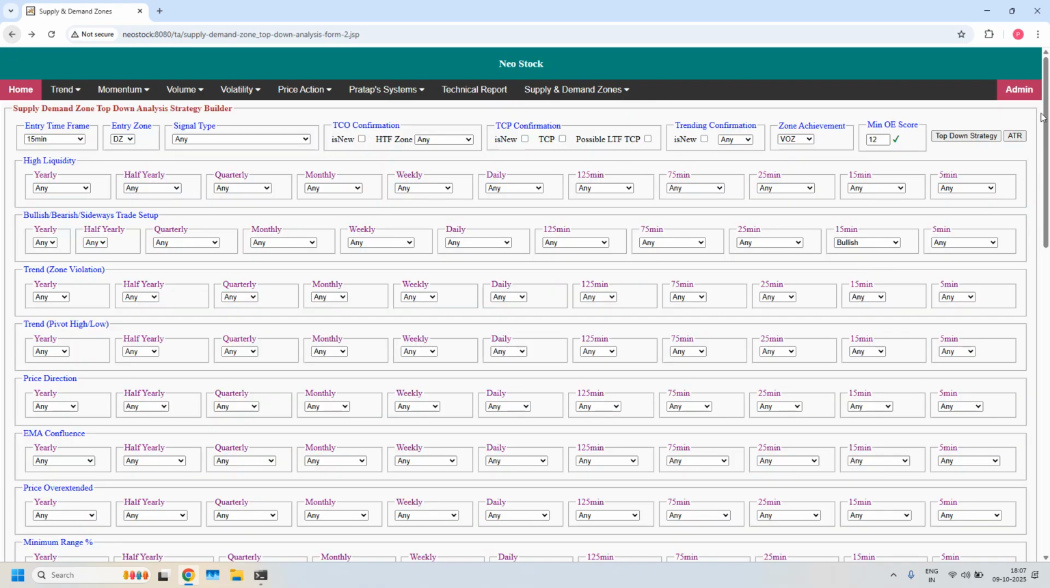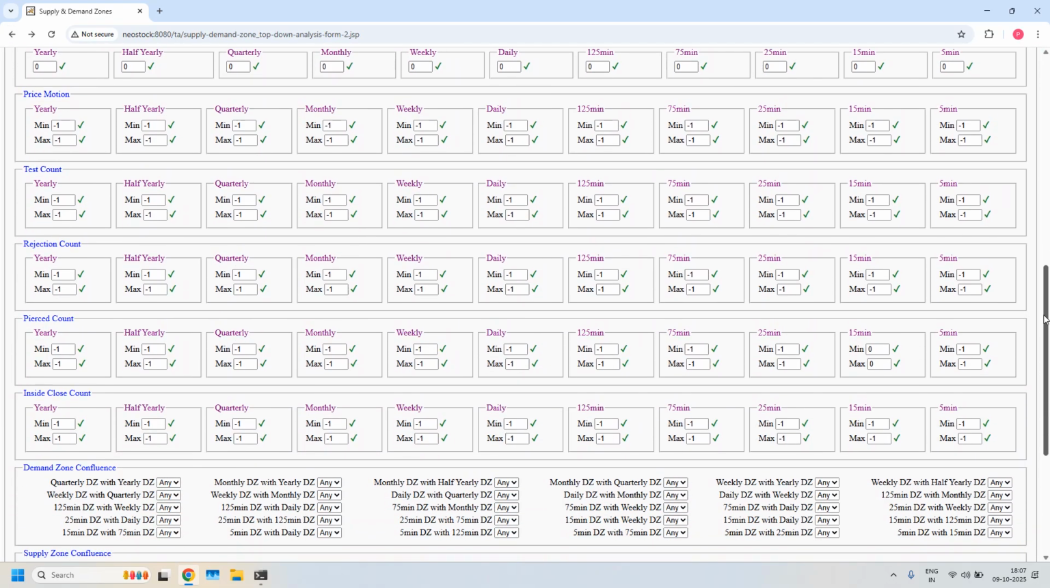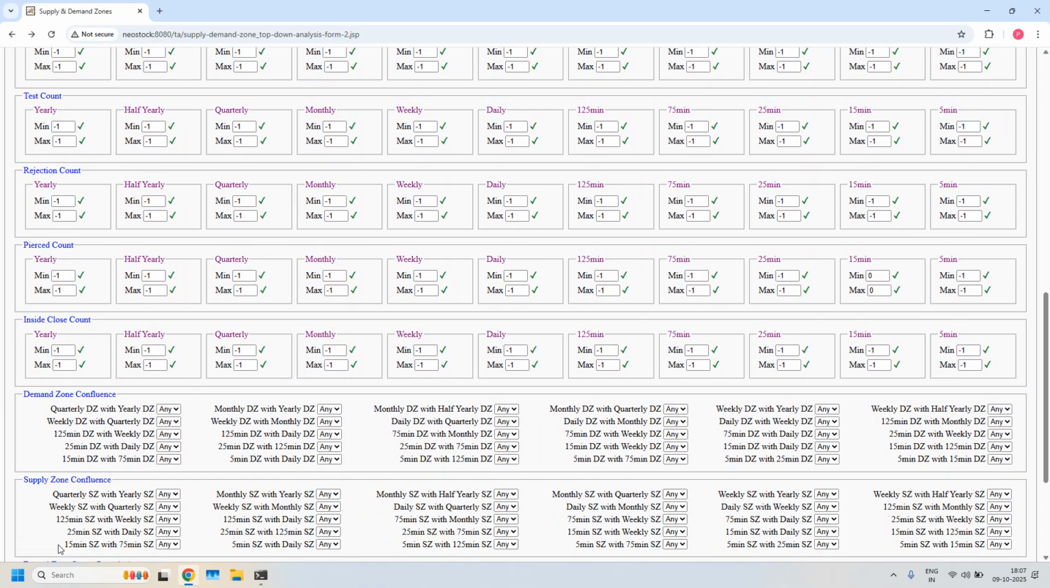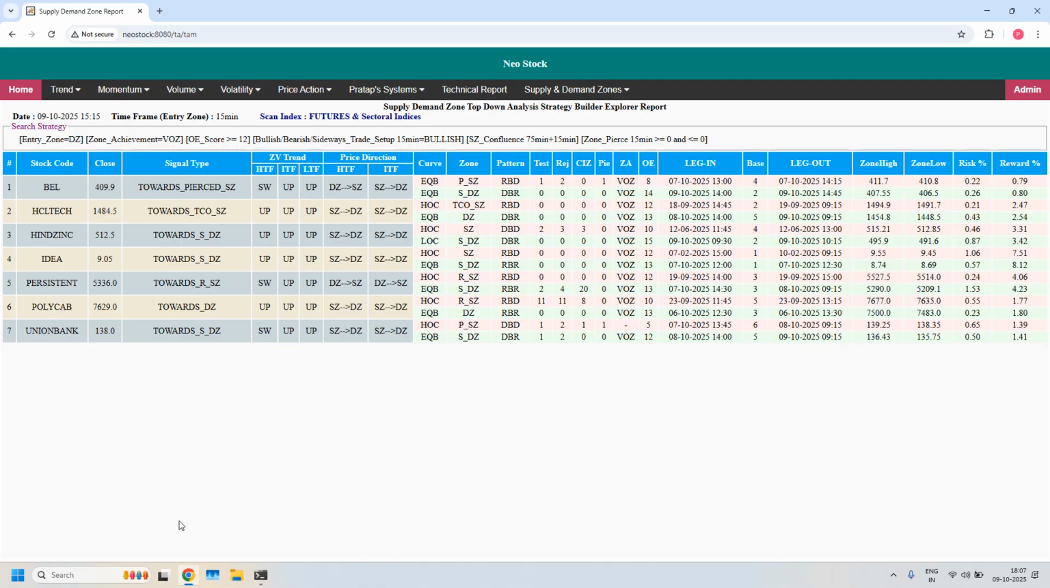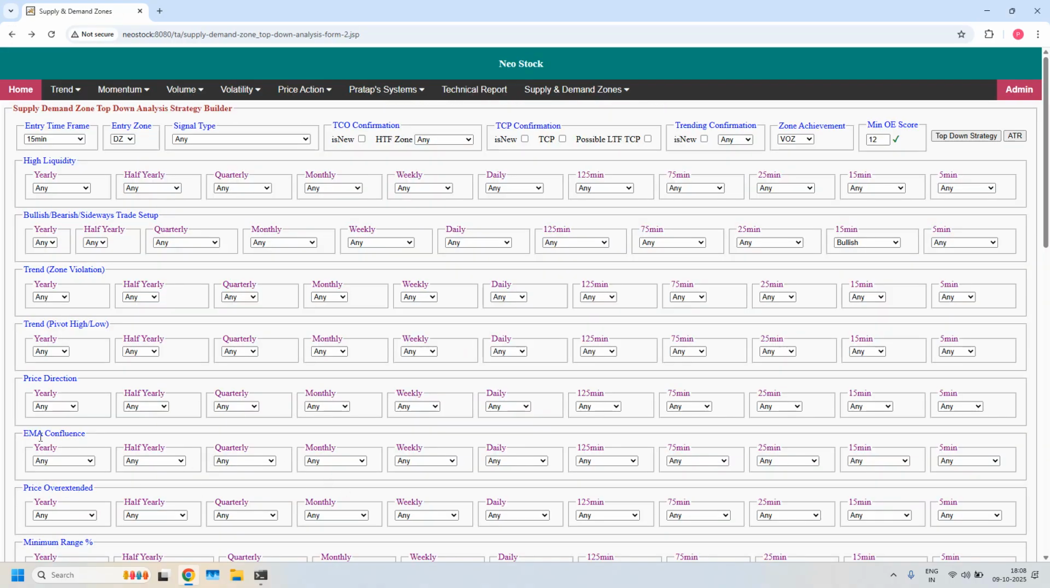So first one is LTF and ITF demand zone confluence, and then ITF EMA confluence. First demand zone confluence 15 minutes and 75 minutes. By enabling the filter, we got 7 stocks. In all the 7, ITF trend is uptrend. So let's further filter based on 75 minutes demand zone having daily EMA confluence.